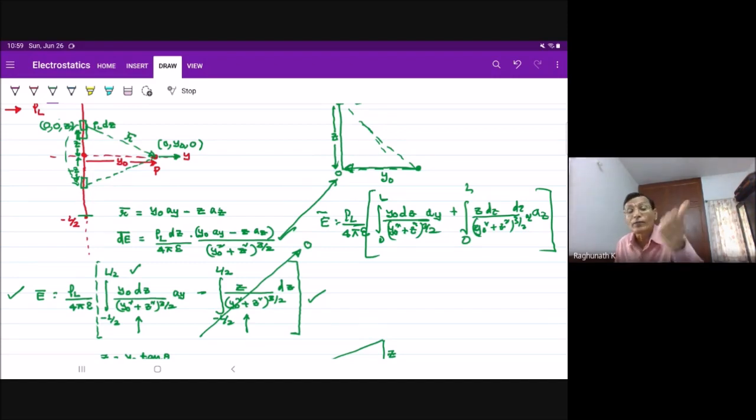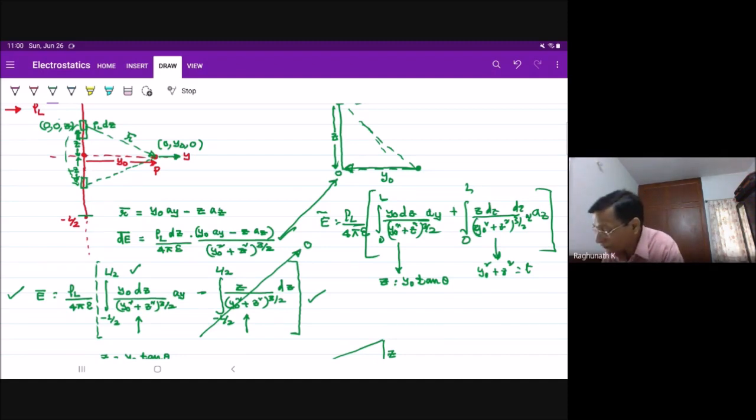Even though it is an odd function, my limits of integration are not symmetrical. I need to evaluate this with the tan substitution, z is equal to y naught tan theta. I need to evaluate this with y naught square plus z squared is equal to t. 2z dz is equal to dt. z dz is dt by 2. Correct? We need to integrate both y and z component because we know that z component is not getting cancelled out in this particular case.